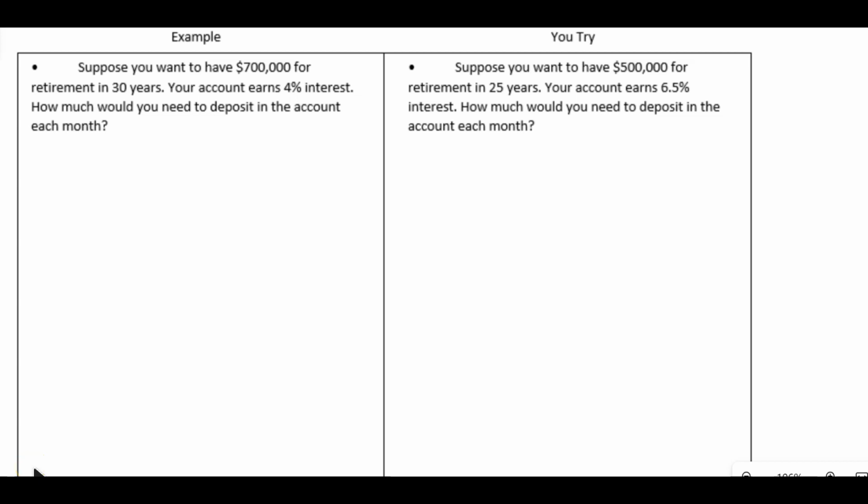Let's take a look at this savings problem. Suppose you want to have $700,000 for retirement in 30 years. Your account earns 4% interest. How much would you need to deposit in the account each month?